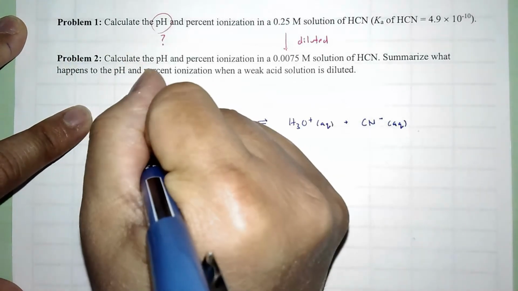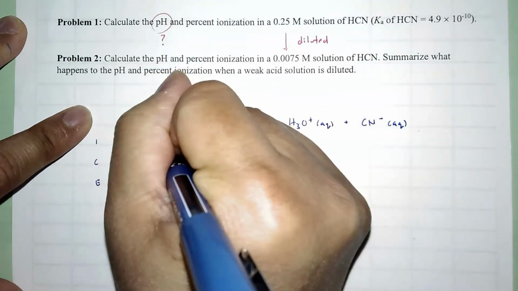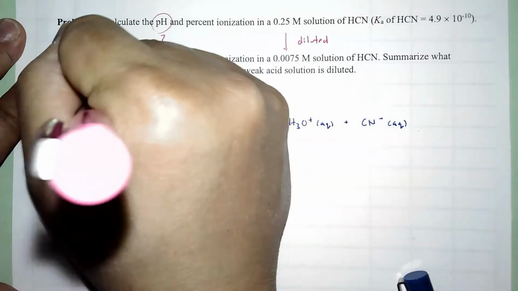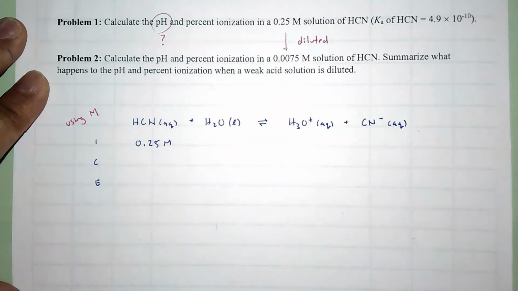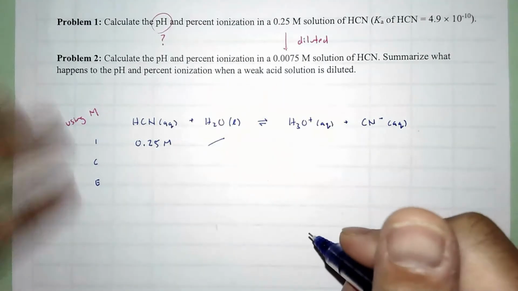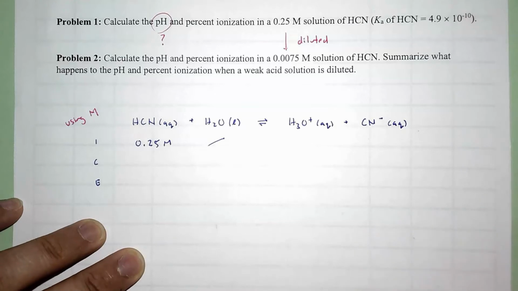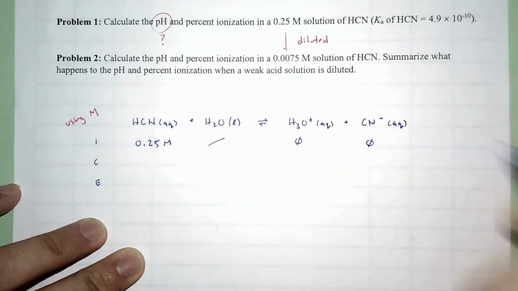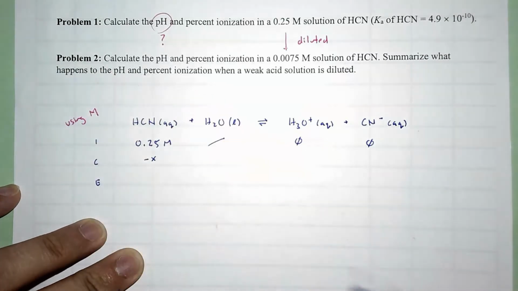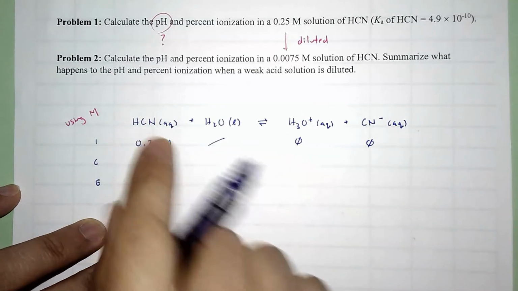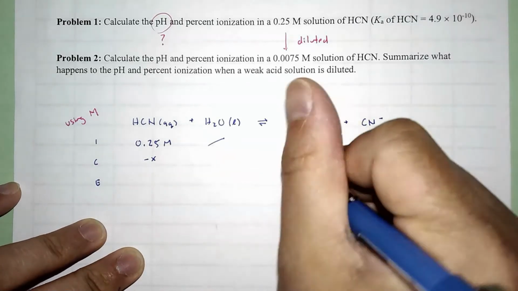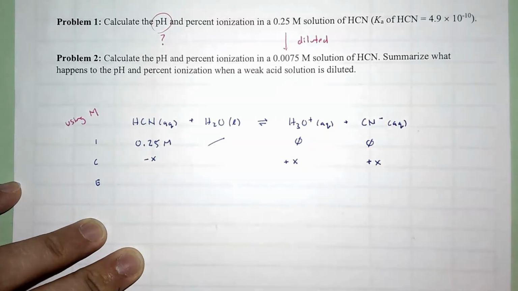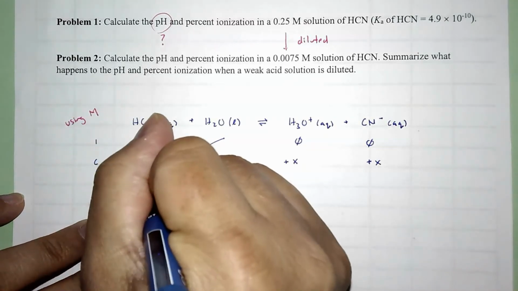HCN starts out at 0.25 molar. I like to remind myself that we are using molarity for this ICE table. Water is a liquid, so that is not considered in the equilibrium expression. We start out with 0 products. Minus x, and then for every molecule of HCN we break up, we get 1 molecule of H3O+ and 1 molecule of cyanide anion. Complete your ICE table.